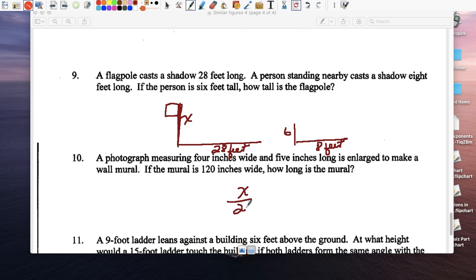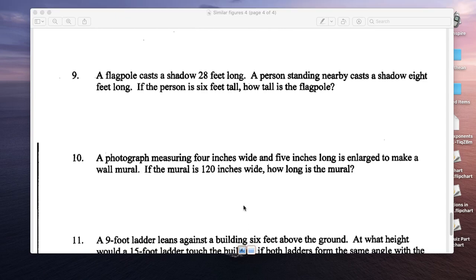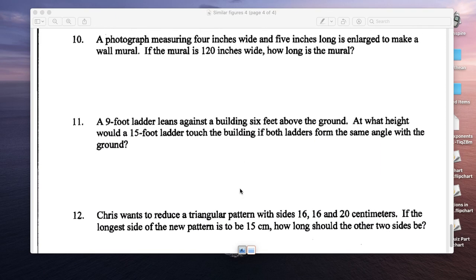X over 28, right? The ratio of these two in this triangle is the same as the ratio of the other one, which is 6 over 8. Can we find a relationship? Yeah, we can. If you simplify 6 over 8, you get 3 over 4. So to go that way, it's times 7, and this one is times 7. So x equals 21. So the flagpole is 21 feet tall.